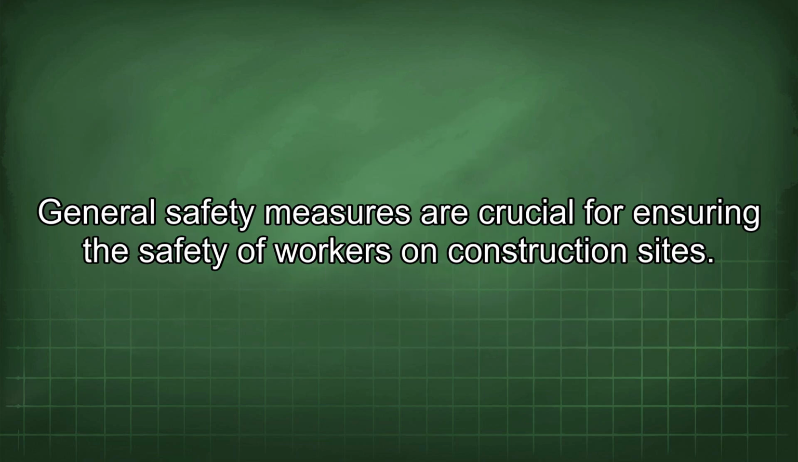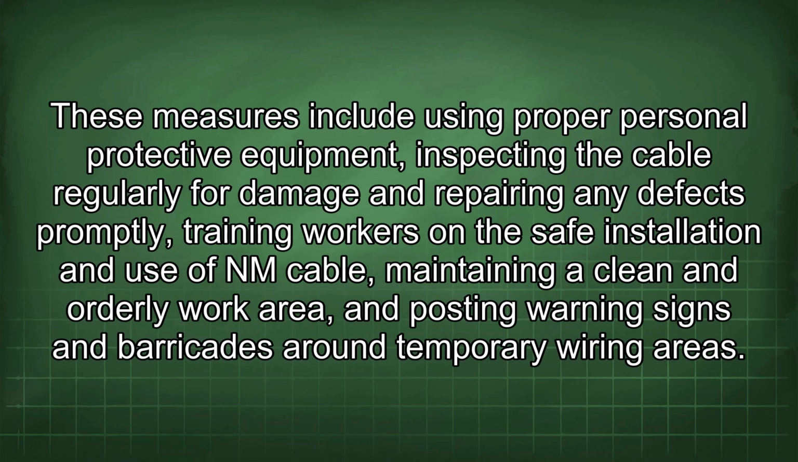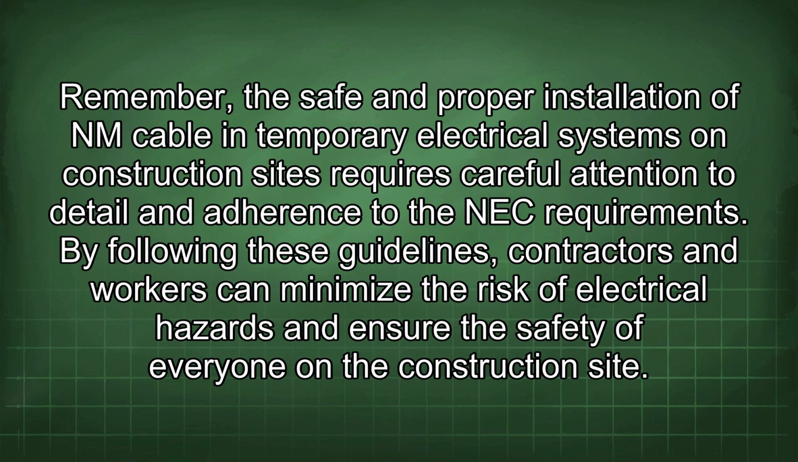General safety measures are crucial for ensuring the safety of workers on construction sites. These measures include using proper personal protective equipment, inspecting the cable regularly for damage and repairing any defects promptly, training workers on the safe installation and use of NM cable, maintaining a clean and orderly work area, and posting warning signs and barricades around temporary wiring areas. Remember, the safe and proper installation of NM cable in temporary electrical systems on construction sites requires careful attention to detail and adherence to the NEC requirements.